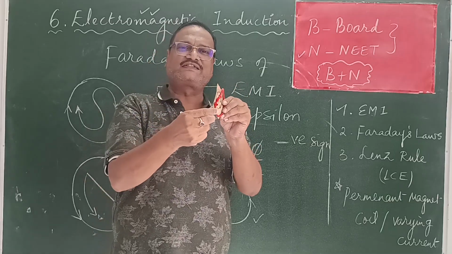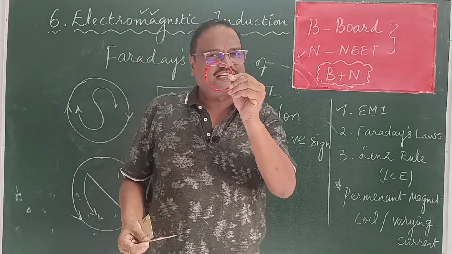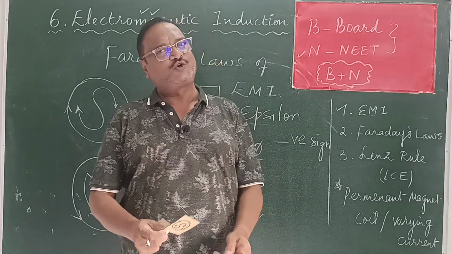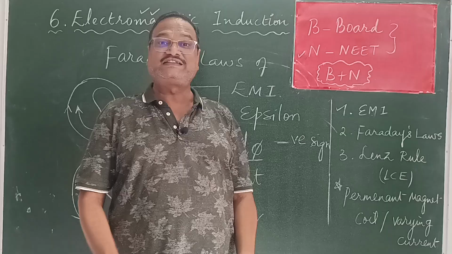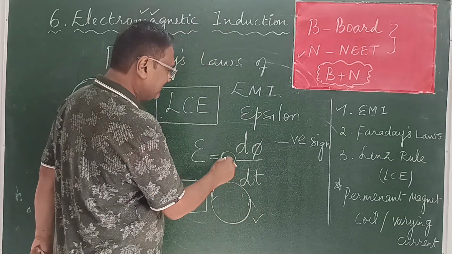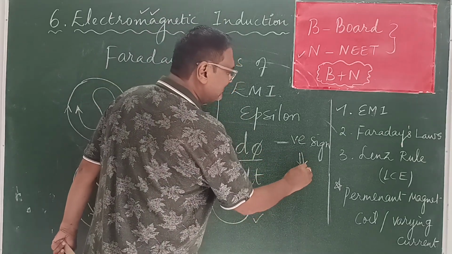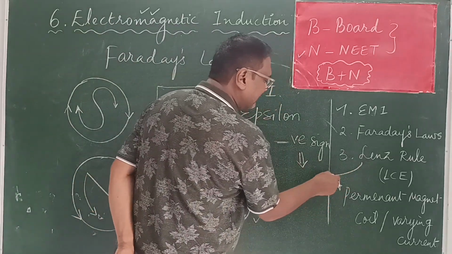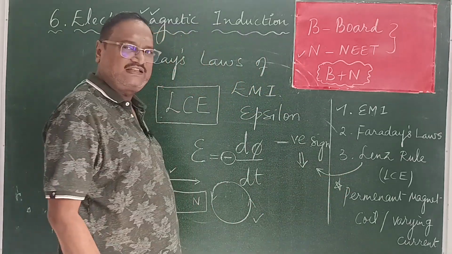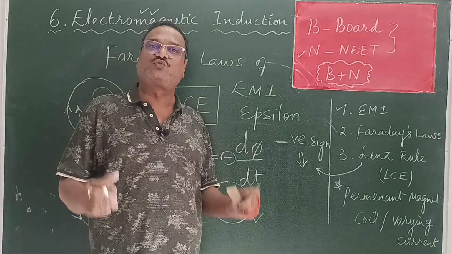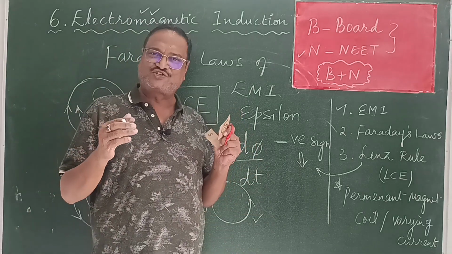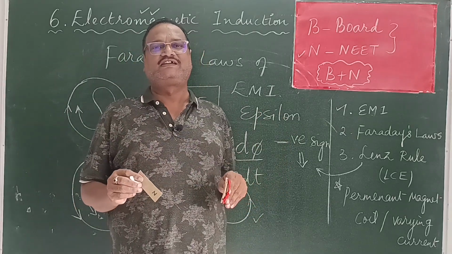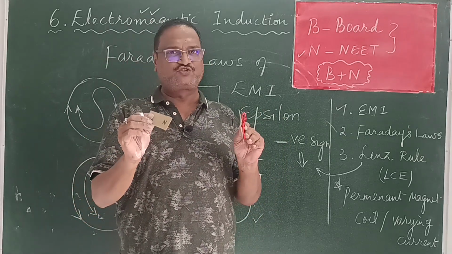If one part is north pole, the other end will be south pole. North pole, south pole. So, I hope you understand. That is why the direction, the negative sign is here. This idea is given by Lenz. There is another scientist by name Lenz. We call it Lenz rule. According to Lenz rule, the direction will be decided. Now I will tell you what is Lenz rule.